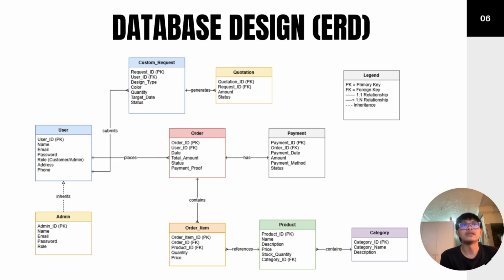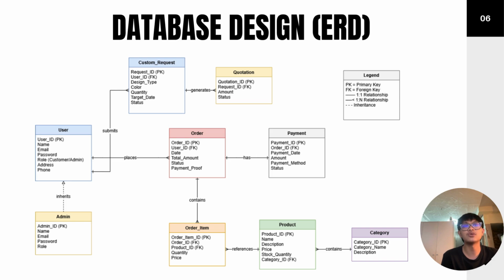An order may contain multiple items which are recorded in the order item entity, and this entity connects orders and products and stores quantity and prices. So for payments, this entity is linked to the order. It records the payment ID, the date, and the amount, and also the method and status.